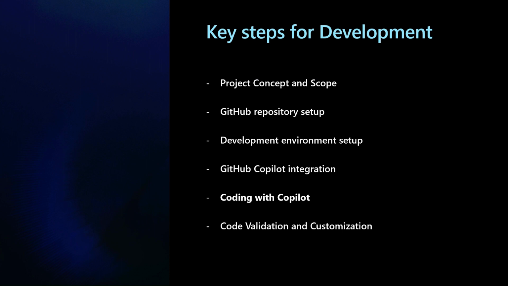We then have the GitHub repository setup. It creates a new GitHub repo to host your Copilot project. We choose an appropriate repository name and a description that reflects the project's purpose too. We then have the development environment setup. We set up your development environment, including selecting a programming language, framework, and IDE, that's your integrated development environment.